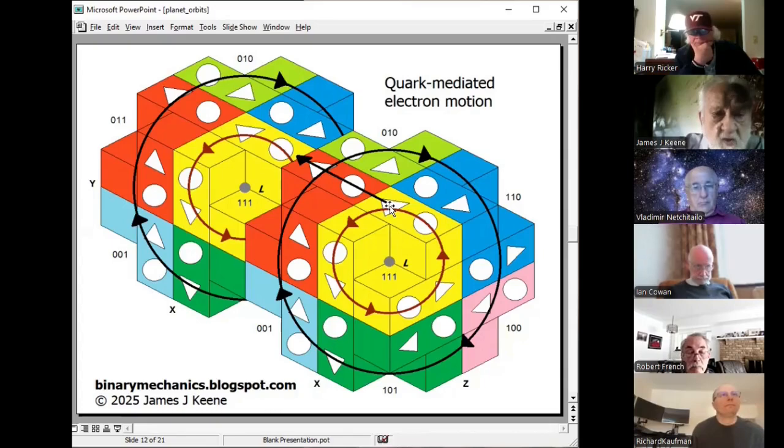If a 1-state quanta can leave the electron bit cycle, it must traverse 4 length distances, 1, 2, 3, 4, to get to a corresponding position in the next electron bit cycle. So this would be quark-mediated electron motion.